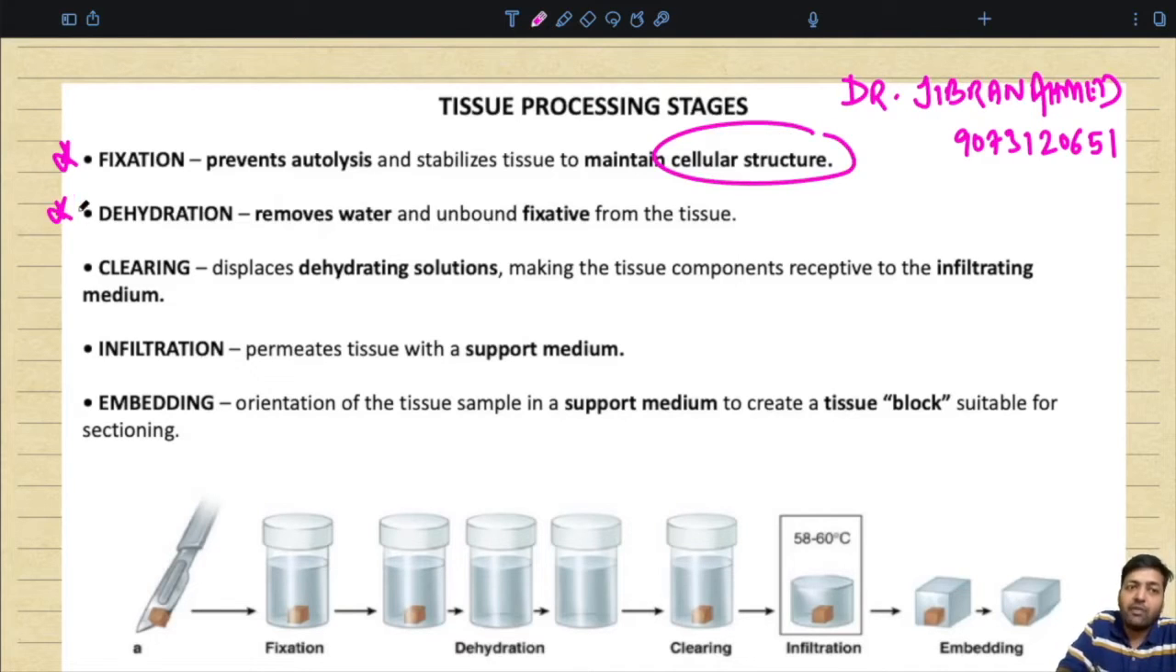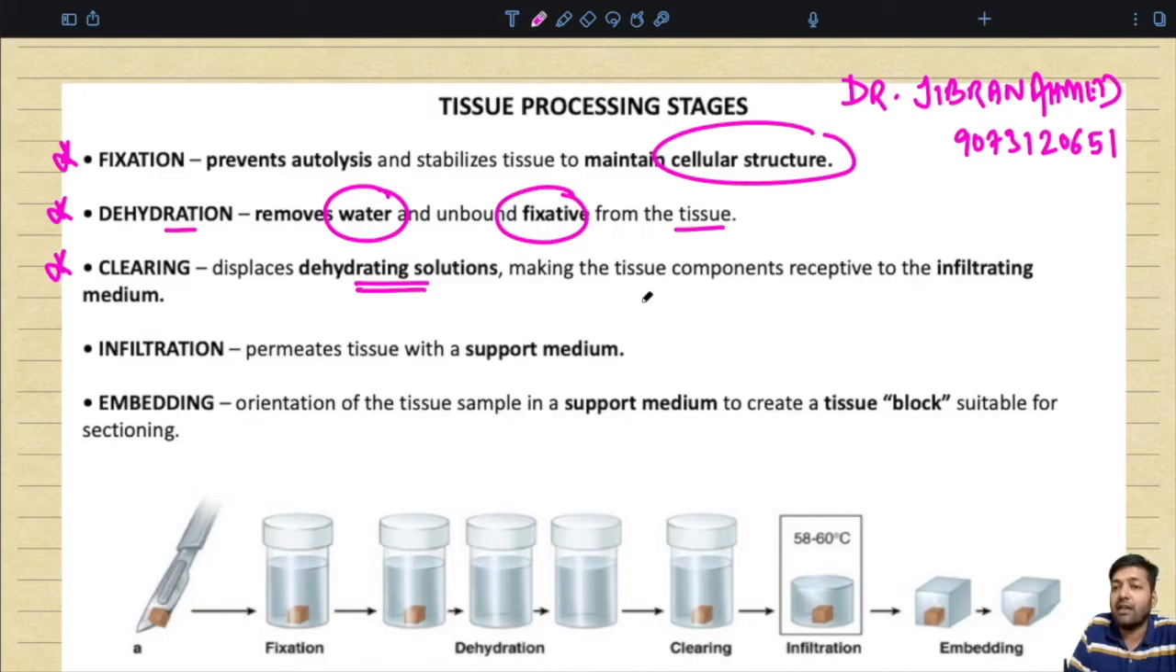The next step after fixation is dehydration. It removes water and any unbound fixative from the tissue. That is followed by clearing. Whatever dehydrating agent you have used, you have to remove it as well. Clearing displaces the dehydrating solution, making the tissue components receptive to the infiltrating medium, that is the paraffin wax.